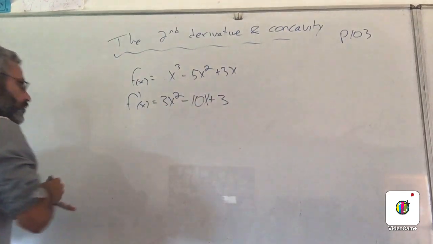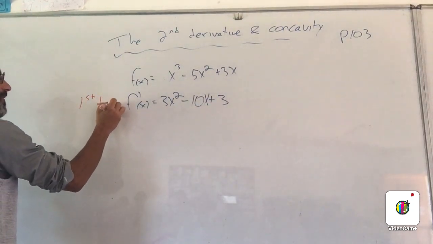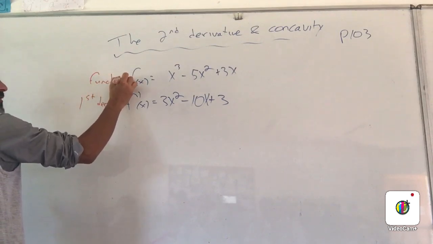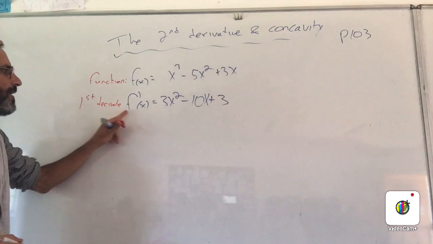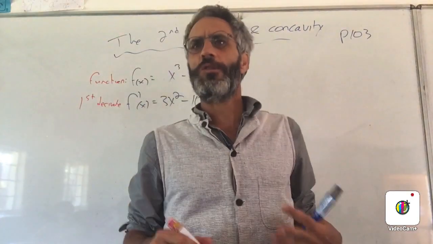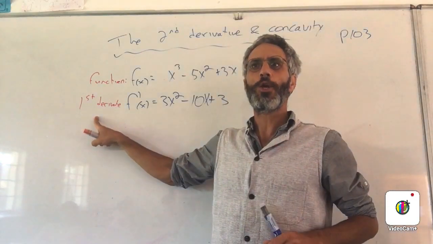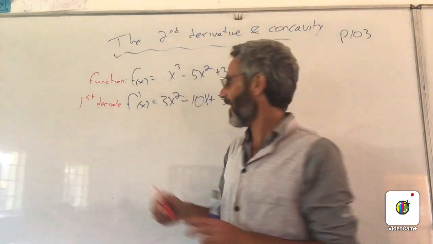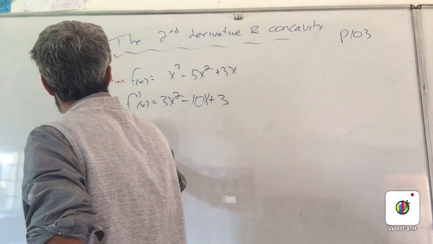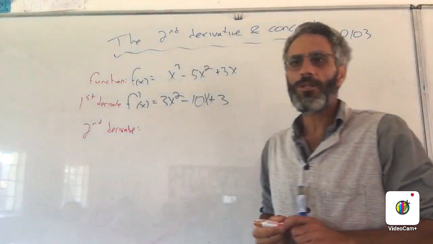So this is what we call the first derivative. We'll call that the function. So if the function is that, that's the first derivative. Now, why am I using the word first derivative? Because there could also be a second derivative, and a third derivative. So what does that mean?